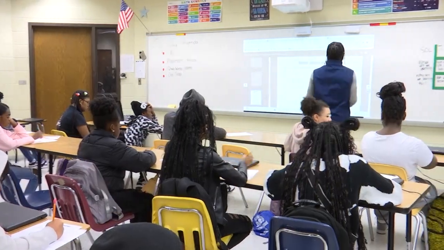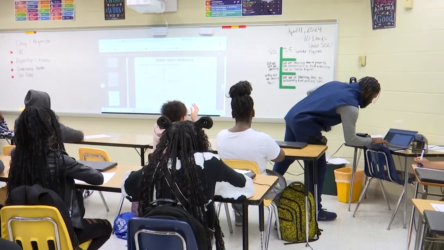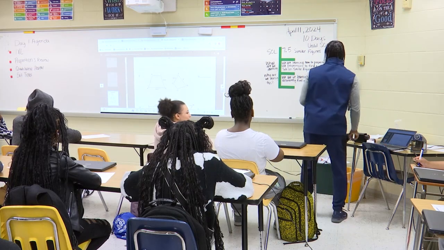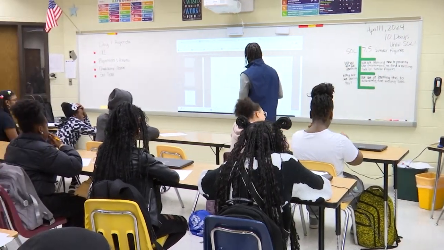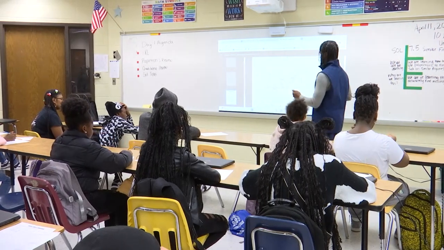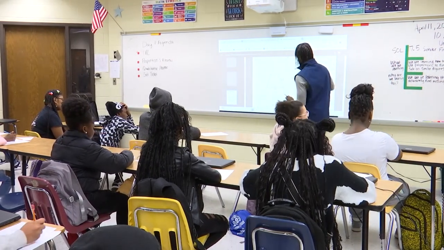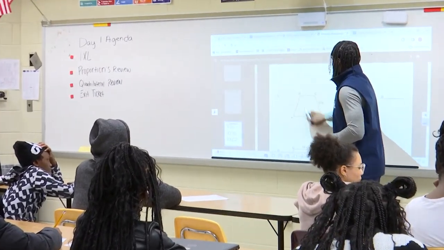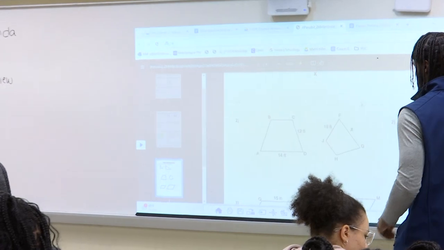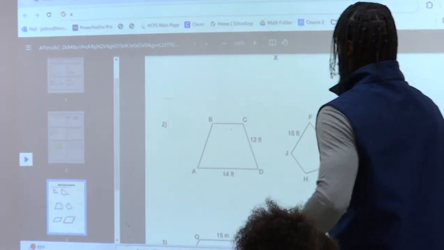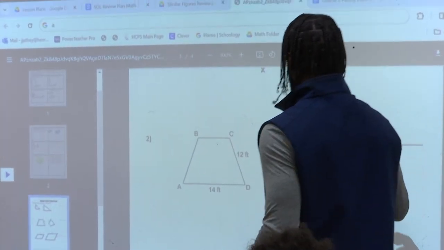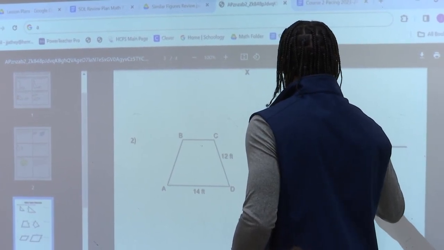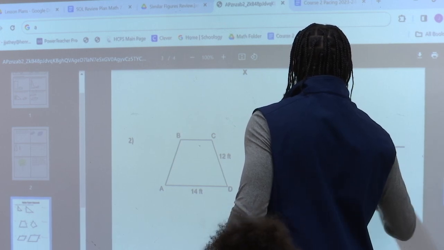So for this one, it seems that it is flipped a little bit, right? Looks like it's a little slanted. Something that would help me is to just redraw it. Just translate it, right? So I'm going to just draw mine right here on the side. And what shape is this? Trapezoid. Trapezoid. Good job.